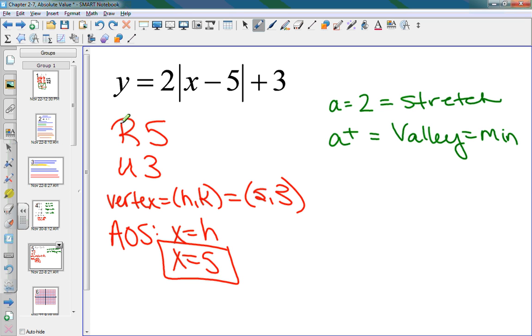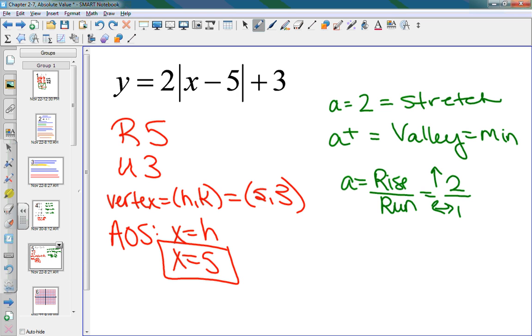What does the 2 represent? It is your what? Your slope. So if A is your rise over your run, which is your slope, that means I have 2 over 1. Since A is positive, from my vertex, I'm going to go up 2 units, and then I'm going to go left and right 1 unit. One more time.